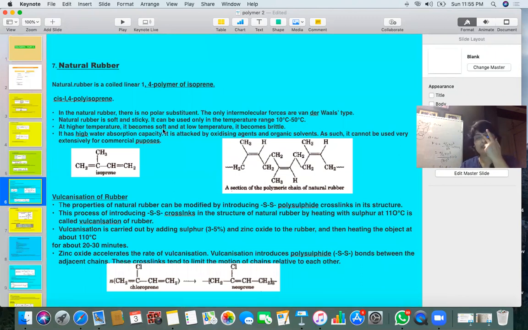Next we have natural rubber. In natural rubber, we find isoprene remains as the monomer. Isoprene, how do we read it here? 2-methyl buta-1,3-diene. In natural rubber, we don't have any polarity. Intermolecular forces of attraction will be van der Waals.